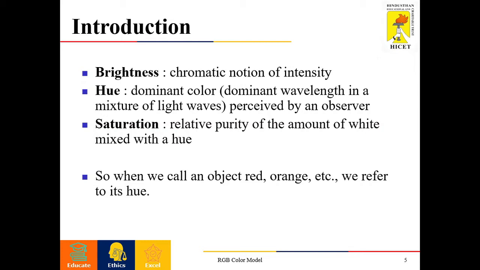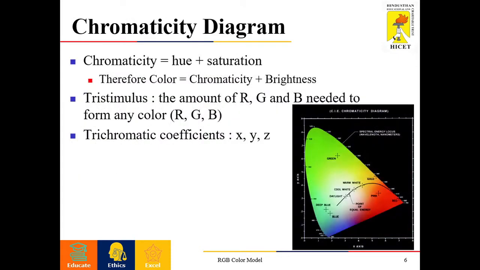All these three terms cannot be measured or quantified, so they are subjective in nature. When we call an object red, orange, or blue, we refer to its hue. Then chromaticity is the combination of hue and saturation. Therefore, the final color is the chromaticity plus brightness. Meaning, in chromaticity we have hue and saturation, and the combination of hue, saturation, and brightness will produce different colors.